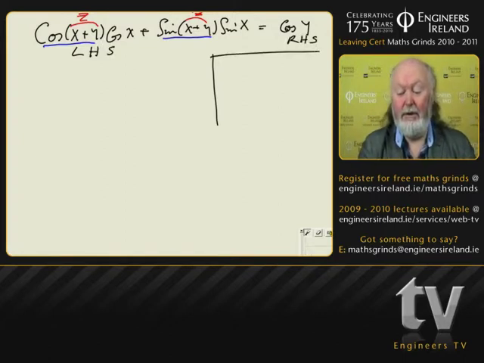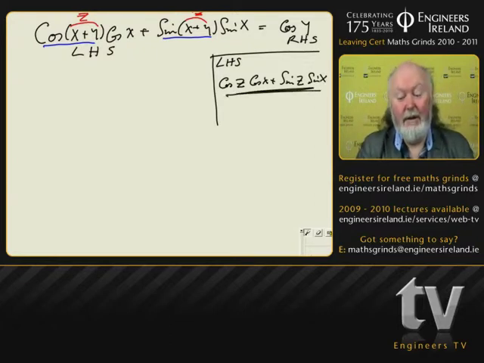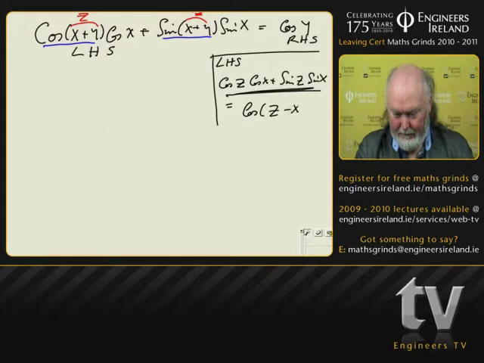So technically we can say the left hand side is the same as something we can identify. We know what that is. Cos cos plus sin sin.